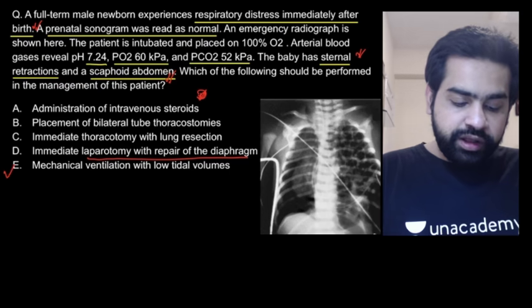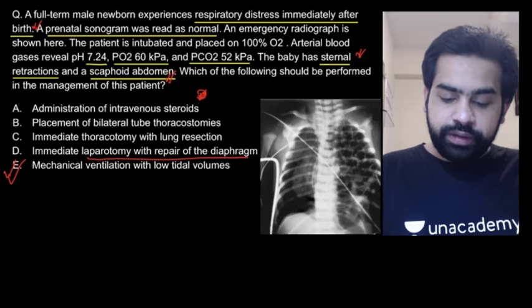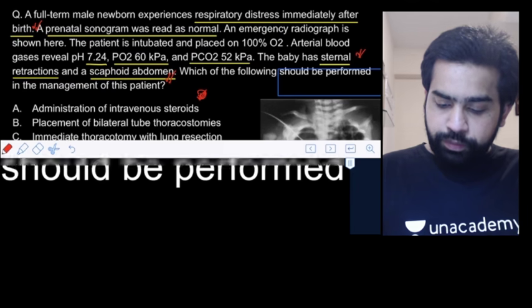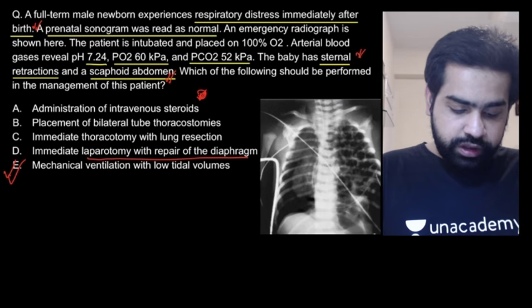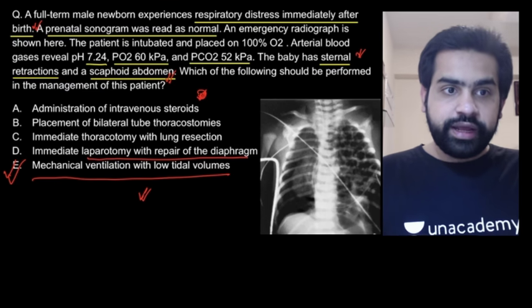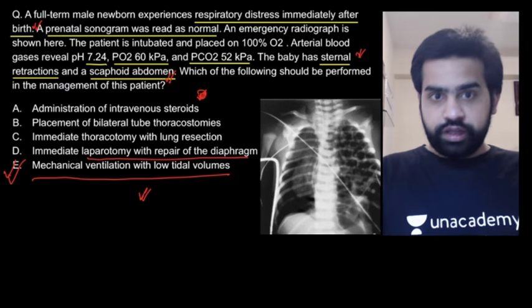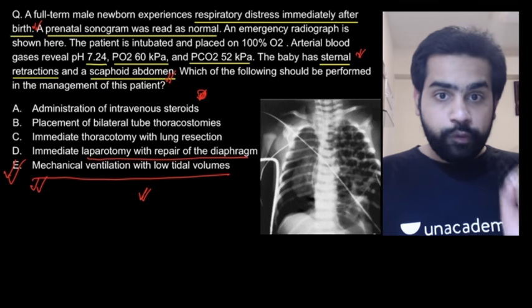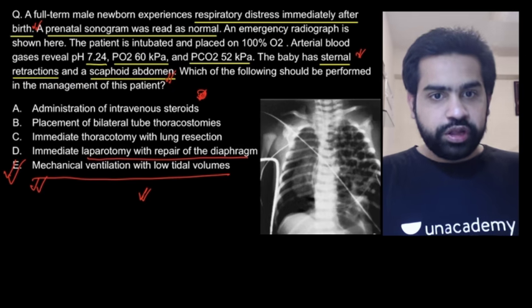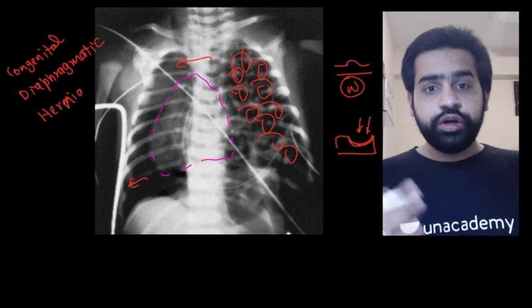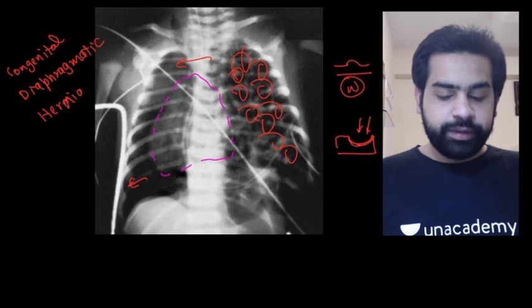And because of this, the immediate management, what is the preferred management? What you will prefer to go for is mechanical ventilation with a low tidal volume. I hope you understand this. In this particular question, the next step which you are going to do is mechanical ventilation with low tidal volumes. I hope you understand this. Once the patient is stabilized, let's say 1 or 2 days later, then you will prefer to go for a surgical repair of this particular diaphragmatic defect.